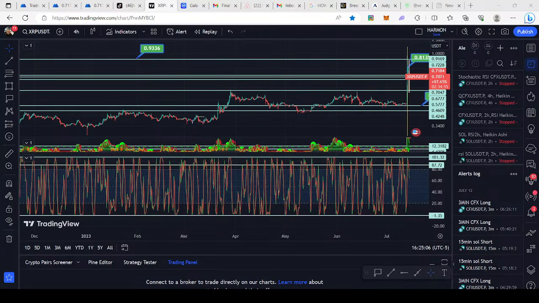So that's what we're looking at right now, just breaking down the support and resistance lines.